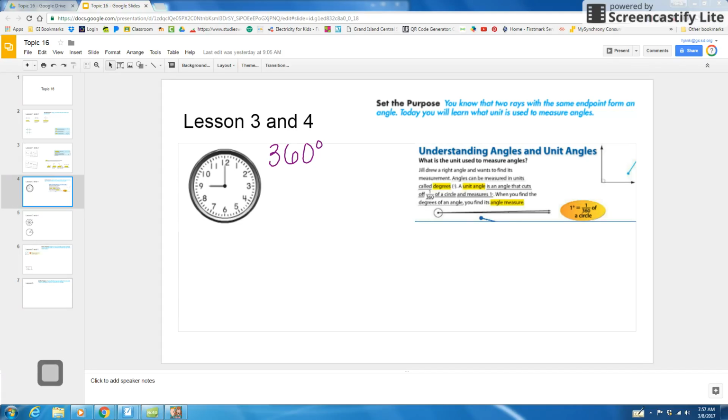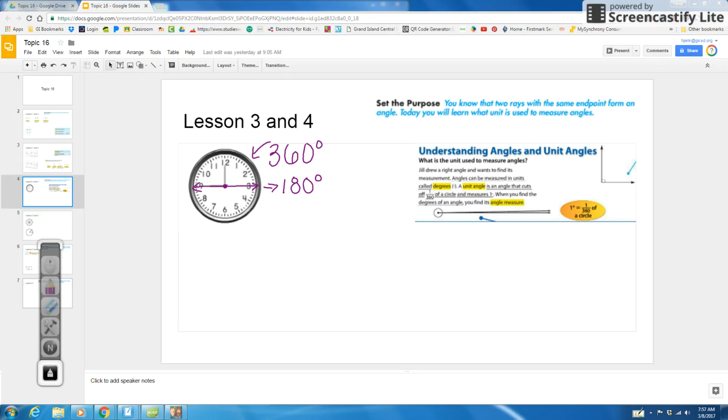Now, if I had that circle, and think of our straight angle from the previous slide, the center of the clock is our point. Here's our two rays making our angle. And we said that straight line was 180 degrees. So it's half of a circle. Basically, we took that straight angle and we cut that circle in half. So 360 divided by 2 would be 180. A whole circle is 360 degrees. Half a circle is 180 degrees.